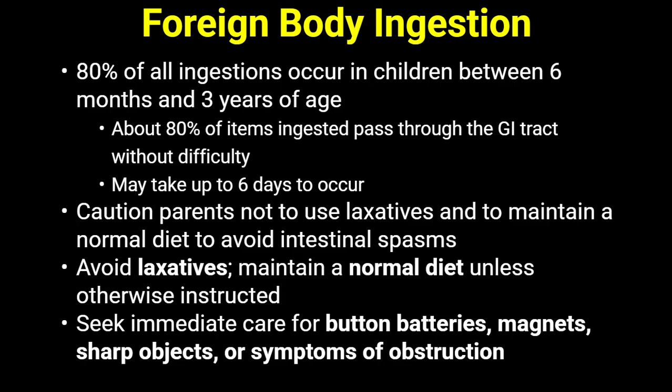A normal diet helps maintain normal intestinal movement. Some ingestions are medical emergencies and require immediate evaluation. These include button batteries, which can rapidly cause tissue burns, multiple magnets or a magnet with another metal object, which can trap bowel tissue, sharp or pointed objects, which increase the risk of perforation, and any child with drooling, difficulty swallowing, chest pain, vomiting, abdominal pain, or respiratory distress.